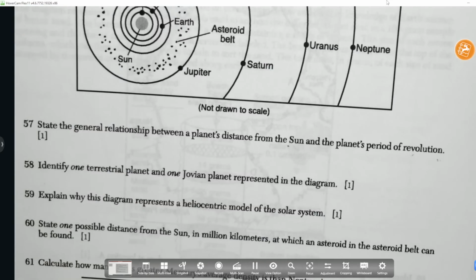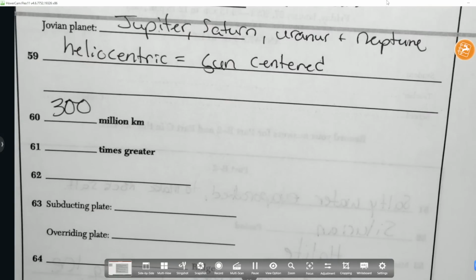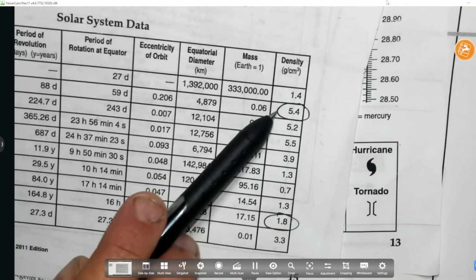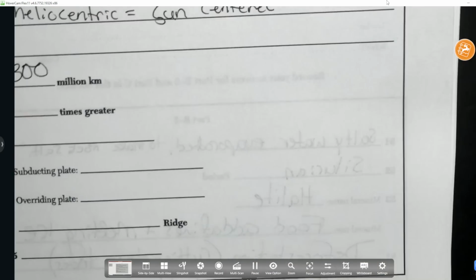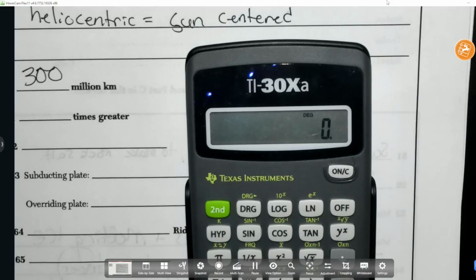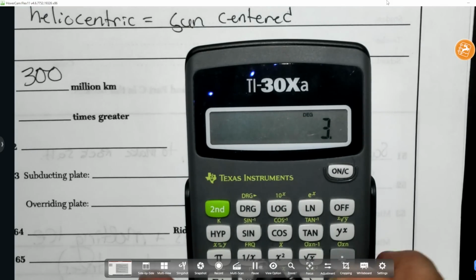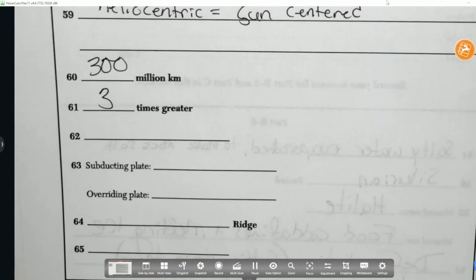And last one, calculate how many times greater Mercury's density is than Neptune's density. So Neptune's density is 1.8. Mercury's density is 5.4. If you get a calculator and you do 5.4 divided by 1.8, that's going to give you 3. So it is 3 times greater.